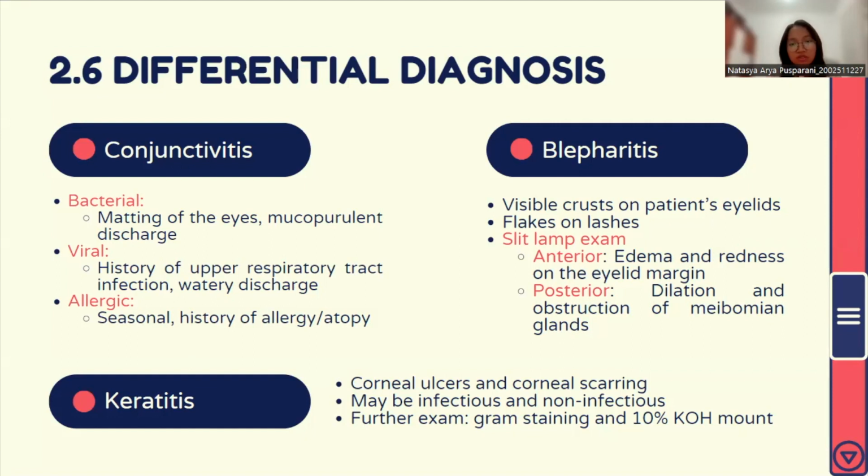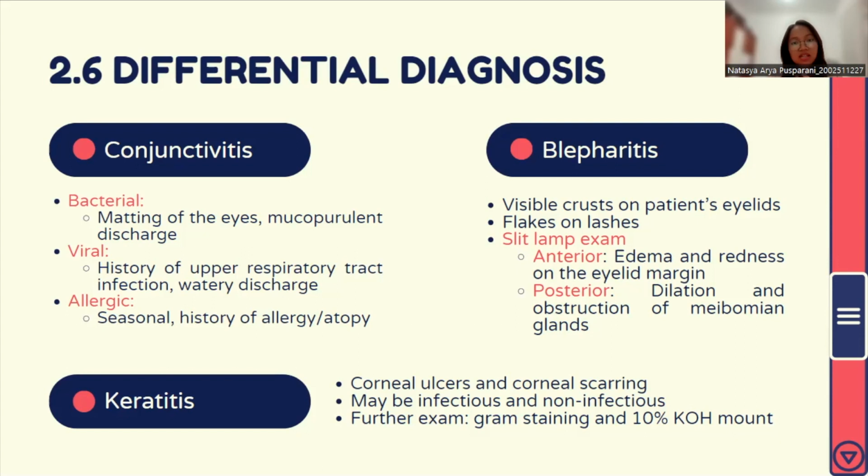For bacterial conjunctivitis, usually it causes matting of the eyes in the morning and a mucopurulent discharge. For viral conjunctivitis, it would usually have a history of upper respiratory tract infection and watery discharge. Both bacterial and viral are contagious, so it would be necessary to do history taking on the people around the patient if they have similar symptoms. Meanwhile, allergic conjunctivitis is usually seasonal and the patient most likely has a history of allergy or atopy.